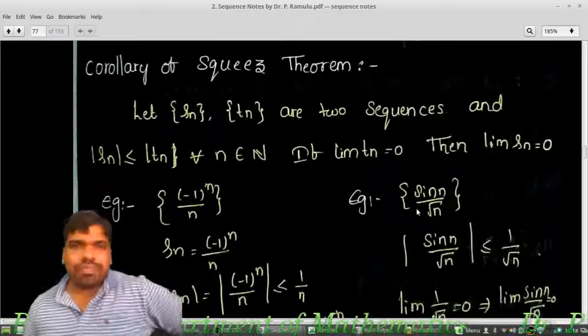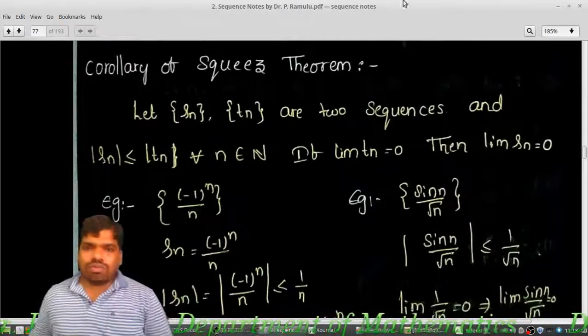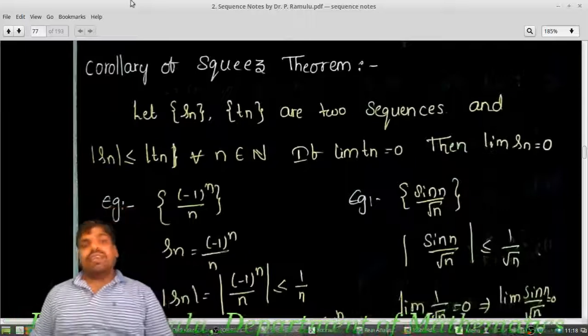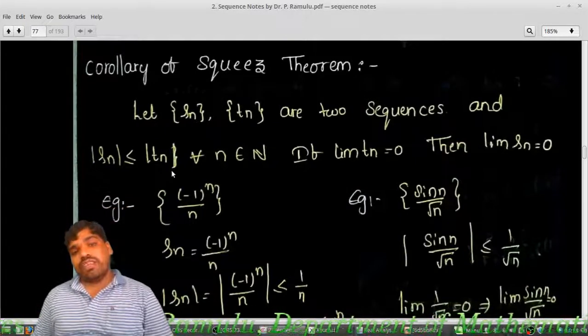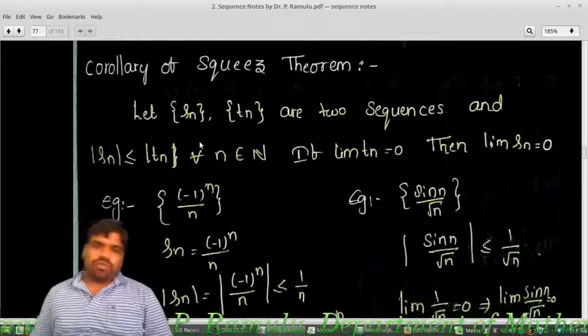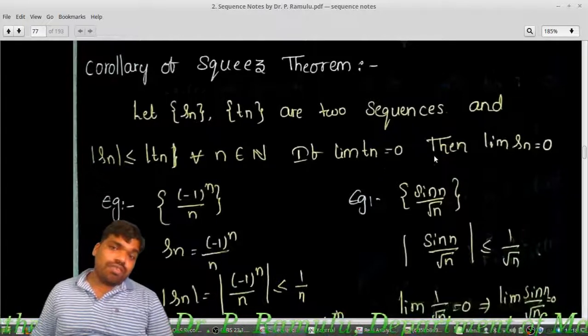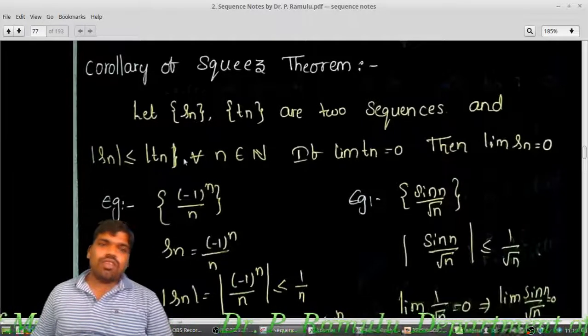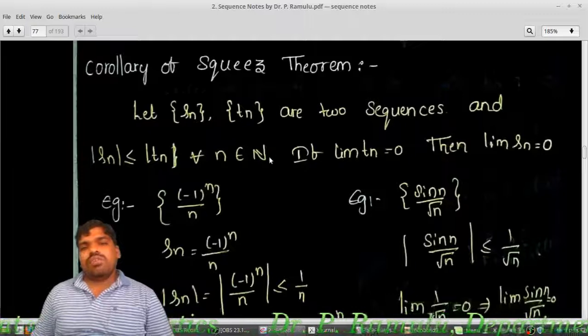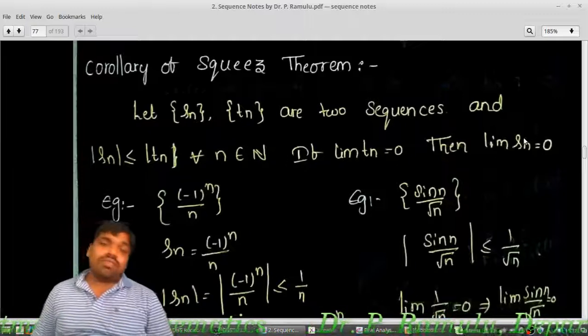By applying the squeeze theorem, this will be 0, this will be 0, the middle one also 0. Corollary of the squeeze theorem: let Sn, Tn be two sequences, and if mod of Sn is less than or equal to mod Tn, and if lim Tn equals 0, then lim Sn equals 0. Mod Sn less than or equal to Tn for all n belongs to N, if lim Tn equals 0, then lim Sn equals 0.